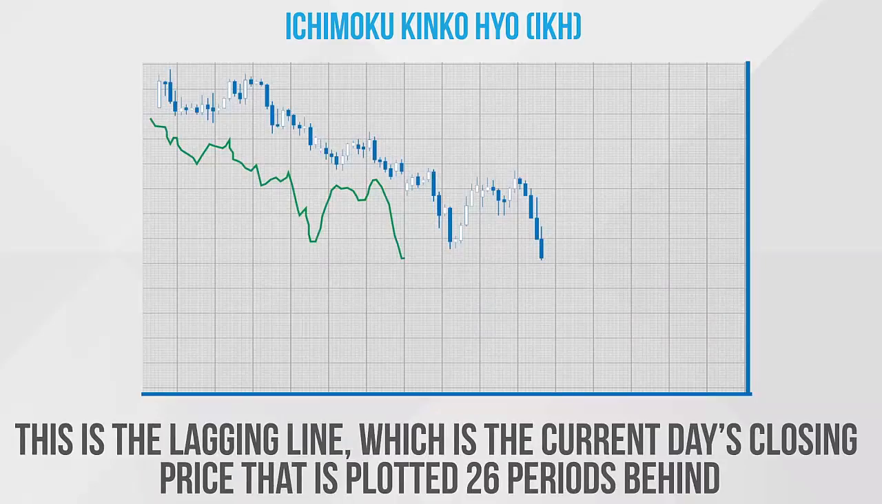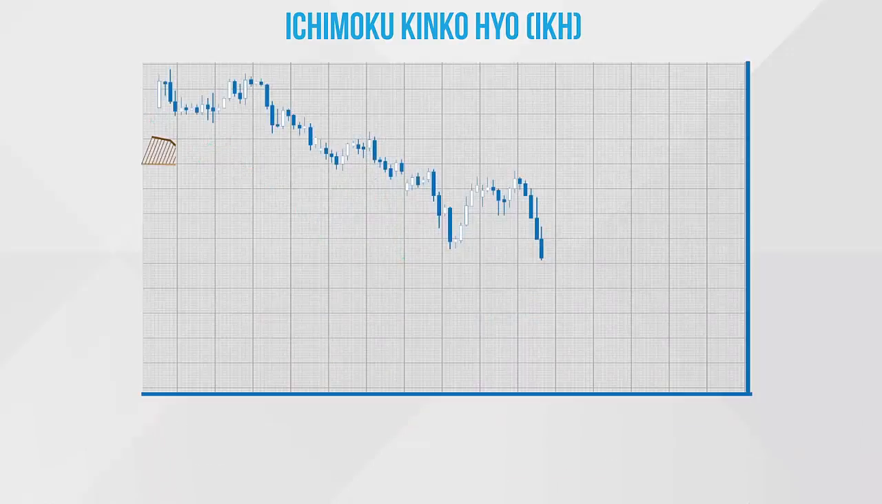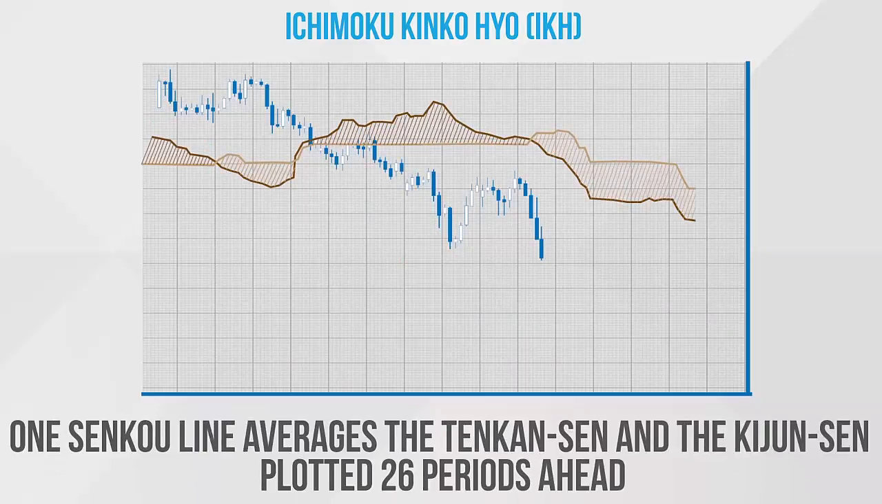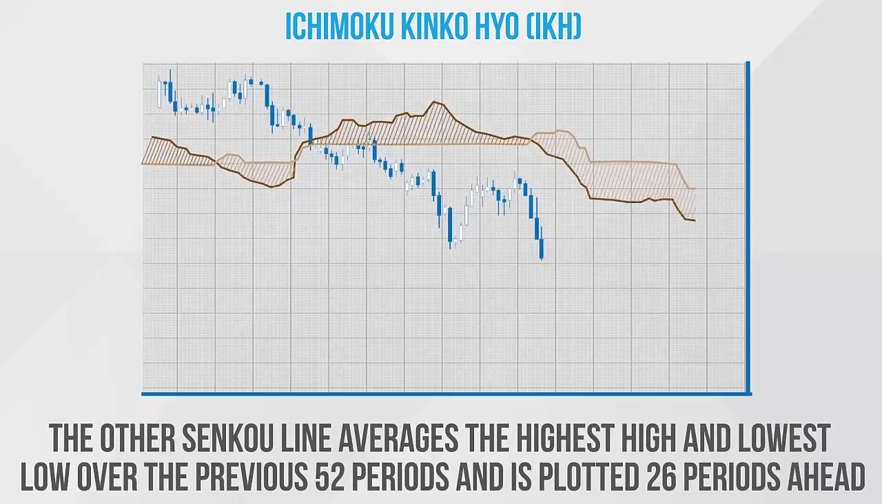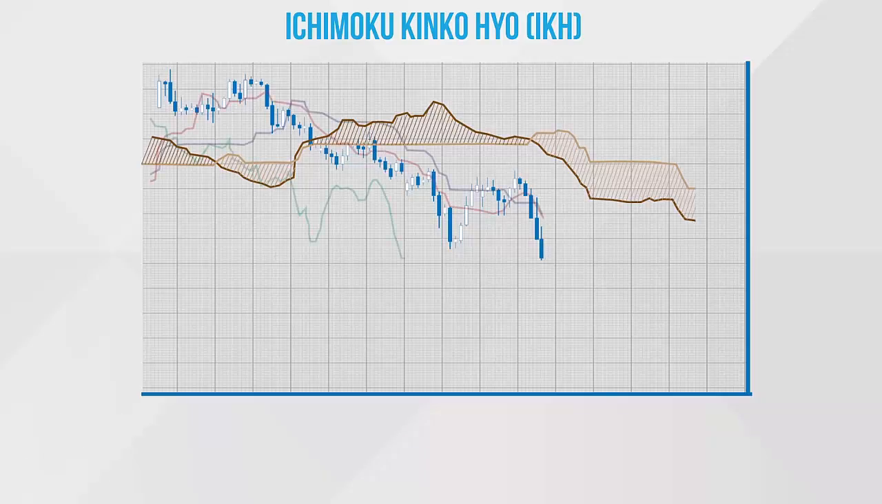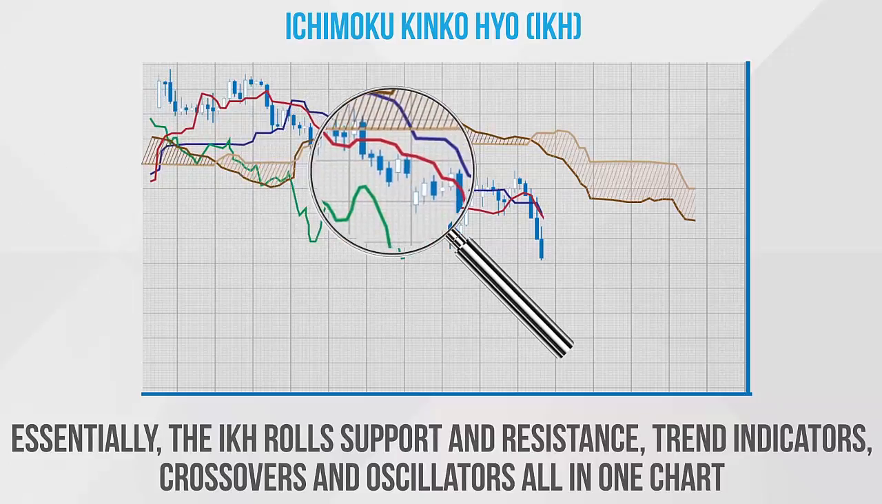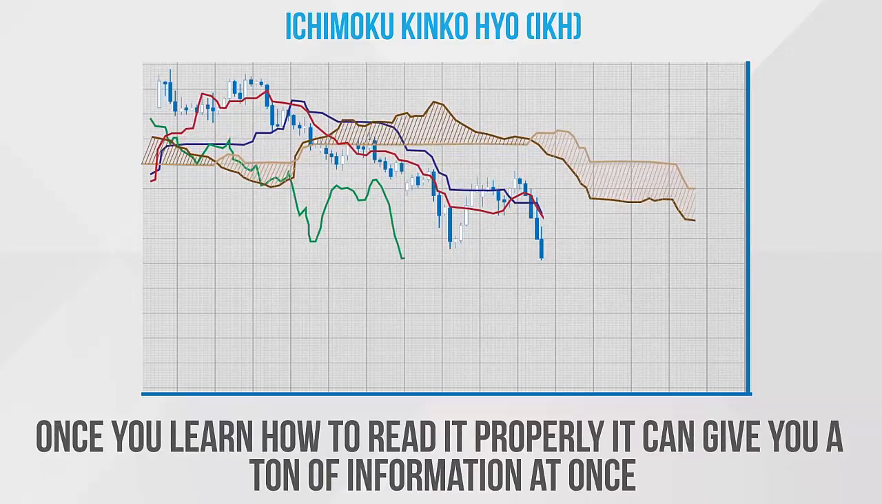This is the lagging line, which is the current day's closing price that is plotted 26 periods behind. Senku Span, brown and beige lines. One Senku line averages the Tenkan Sen and the Kijun Sen plotted 26 periods ahead. The other Senku line averages the highest high and the lowest low over the previous 52 periods and is plotted 26 periods ahead. Essentially, the IKH rolls support and resistance, trend indicators, crossovers and oscillators all in one chart. Once you learn how to read it properly, it can give you a ton of information at once.